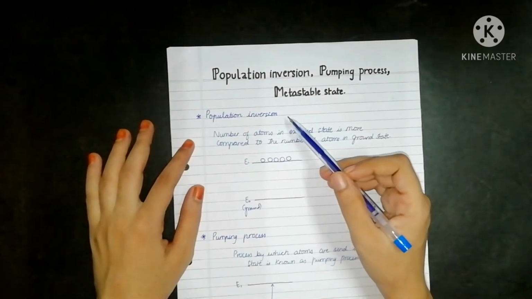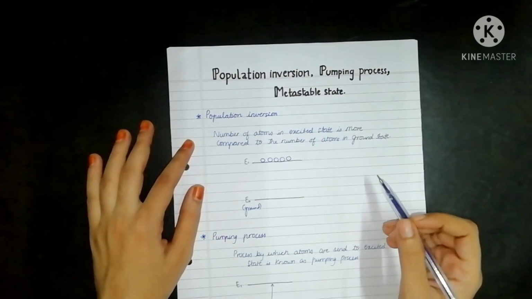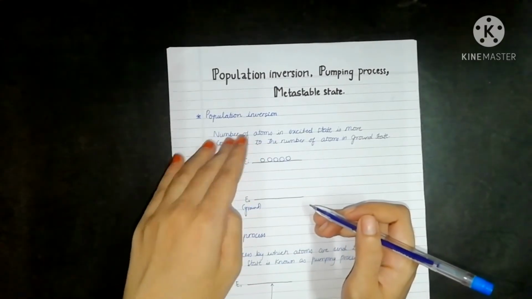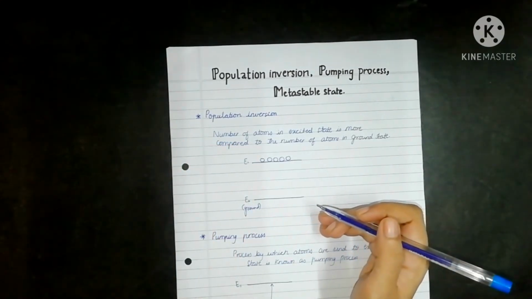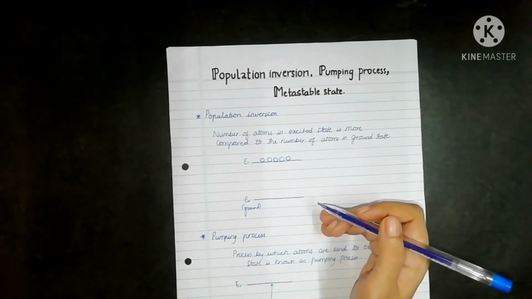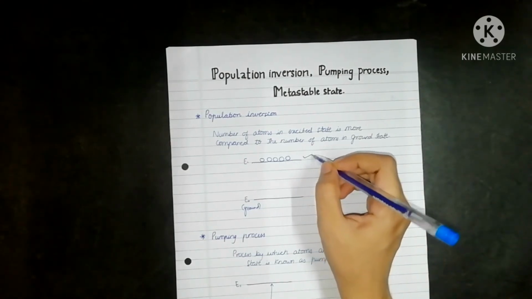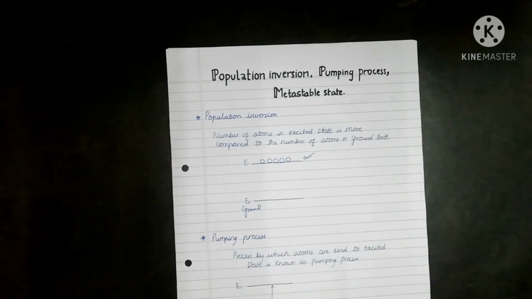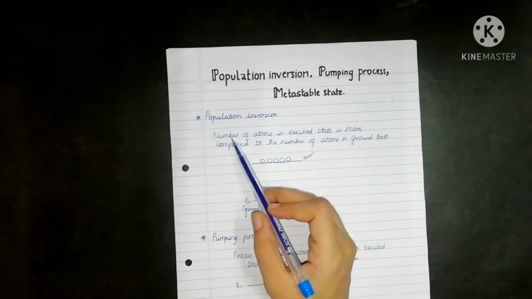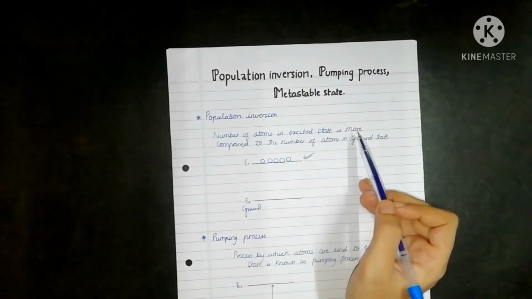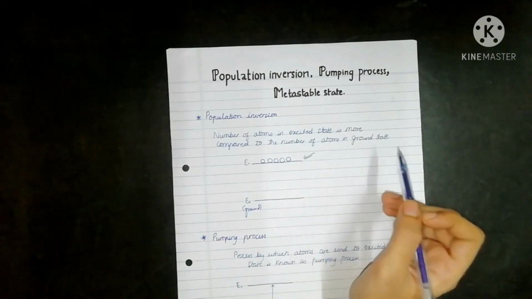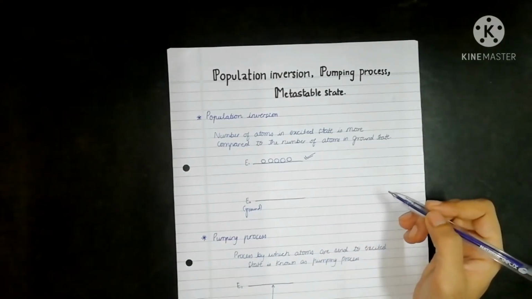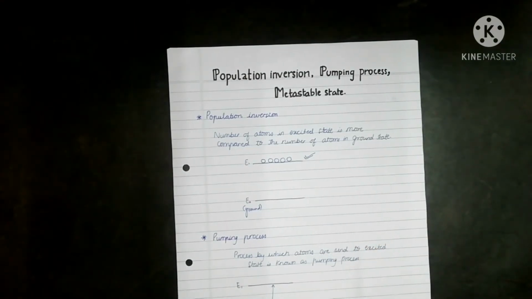First of all, population inversion. In the usual case, you will find that more atoms are present in the ground state and fewer atoms are present in the excited state. So this is the usual scenario, but when this picture is modified, that is, more atoms are present in the excited state as compared to the ground state, then we can say population inversion has occurred. So it is simply the condition where the number of atoms in the excited state is more compared to the number of atoms in the ground state. Now these atoms will come to the ground state giving out laser light. So population inversion is necessary for lasing action.